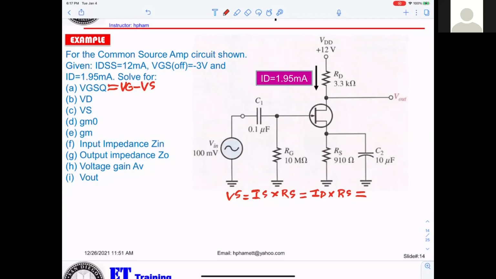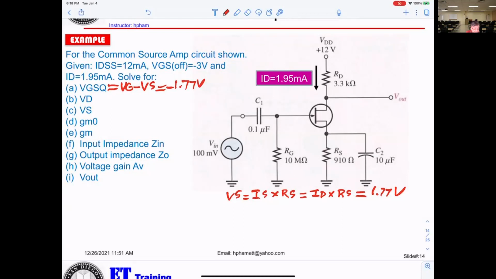I also got 1.77. Correct? VG is 0. You got negative sign means VG is 0. You mean VD equal 0? You wrote VGS is equal to VG minus VS is equal to negative 1.77 volt. That you wrote right now.